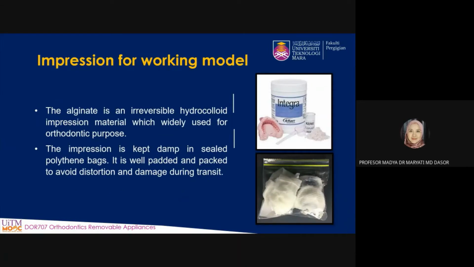Impression for working model. The alginate impression is the type of material that we use, which is a reversible hydrocolloid impression material. It is widely used in orthodontics. The impression is kept damp in sealed polythene bags. It is well packed to avoid distortion and damage during transit.